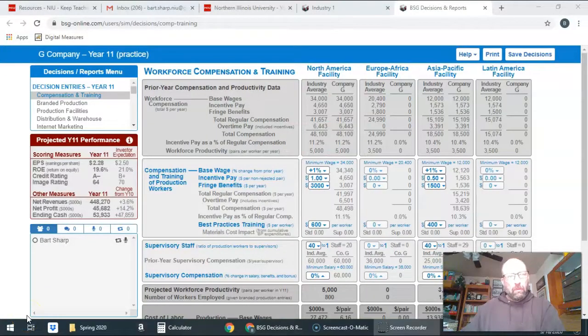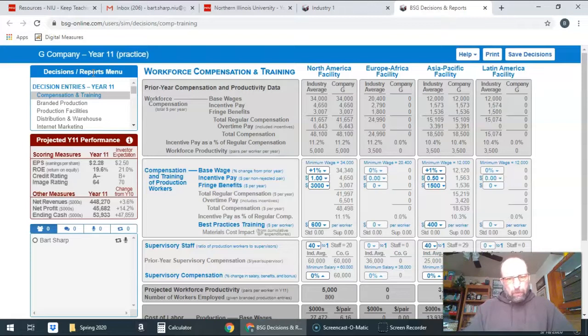Okay, so when you get registered and you get logged into the BSG system, what you'll want to do is go into the decision and reports. Hopefully you can see my cursor moving here. You're going to find a button that says decisions reports. It'll take you into a screen like this. Now, your screen may actually look different than this. It depends on the size and the resolution of your monitor.